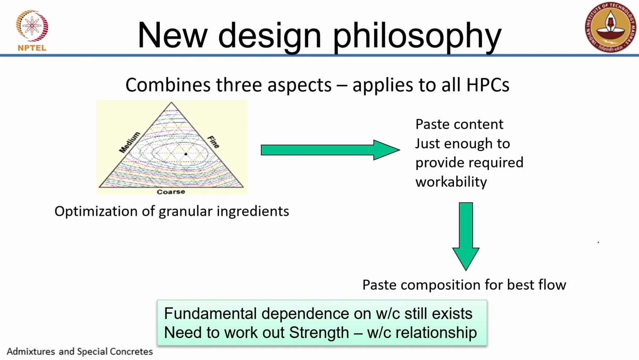Okay. So what we do is we optimize the granular ingredients. For instance, when we have coarse and fine aggregate, we can also have some medium aggregates, let's say 20 mm, 12 mm and sand. There are three different sizes of aggregate. We choose the blend or ratio in such a way that we minimize the voids. Now, this is not very difficult to find out, right?